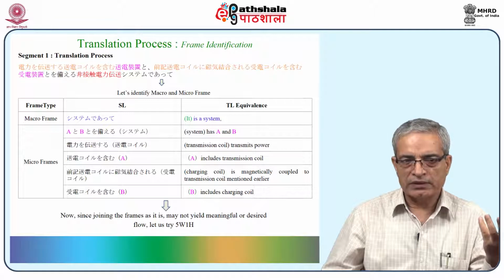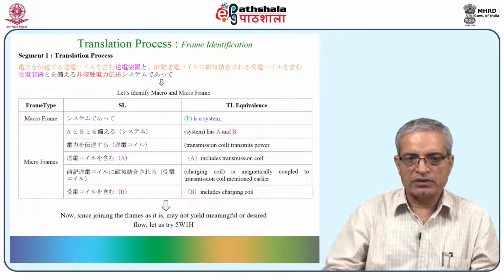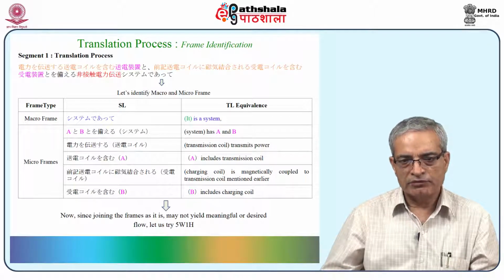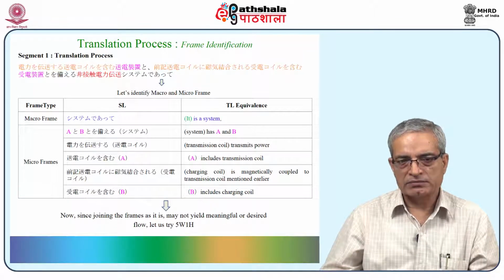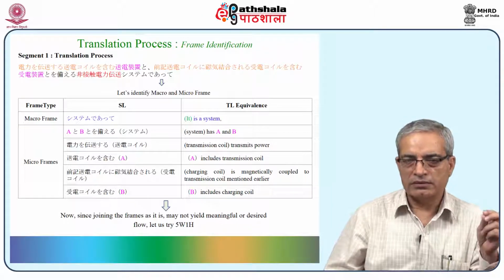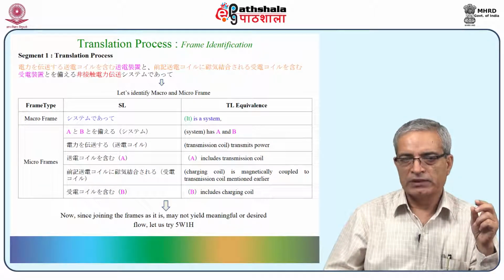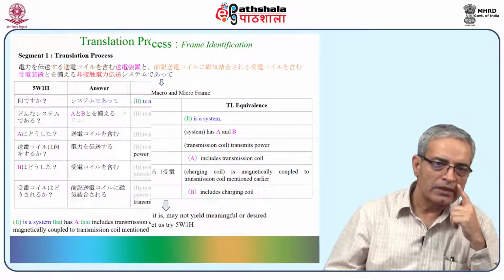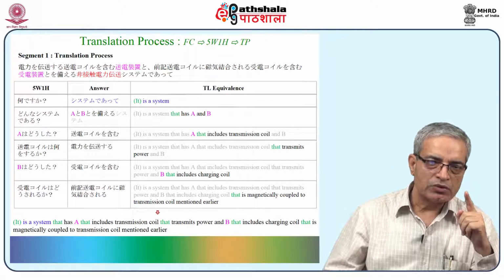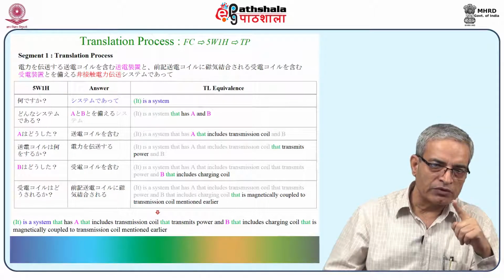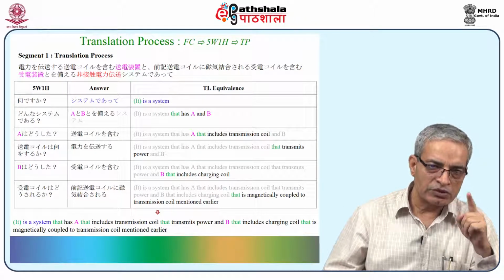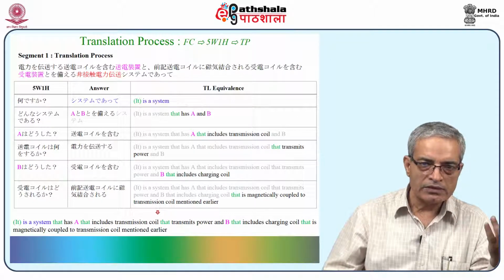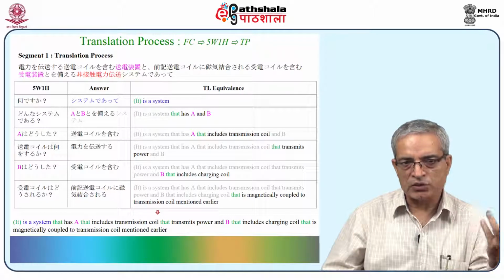Now let's list those frames here once again. If we try to join them as they are, probably they may not render very meaningful connectivity. So let's try to apply the concept of 5W1H while joining. Let's try to put the question. The first question is here, Surabhi, can you read the first question? System de atte, which means it is a system. Next question: donna system de aru. Since nan desu ka, I say system de atte. She's asking donna system de aru.